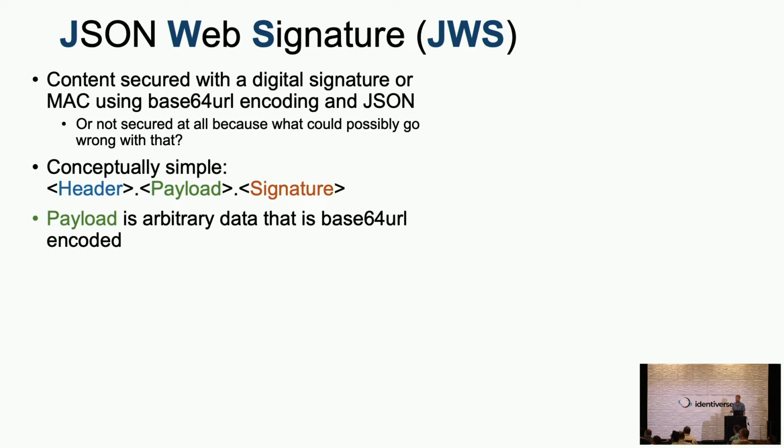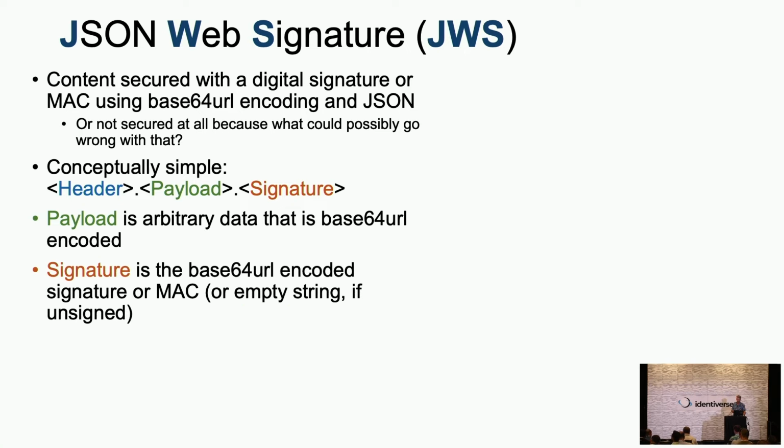The payload is, like I said, arbitrary data. Anything can go in there, but then it's base64 URL encoded, and the signature is applied over the top of that, so there's no need for any sort of canonicalization and normalization of the data. The encoding of it in base64 URL is basically that normalization. The signature is just an encoded signature or MAC, whatever the output of that operation is, encoded again and tacked on the end, or the empty string if it's unsigned.